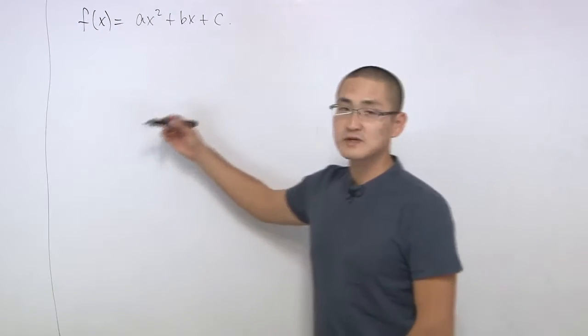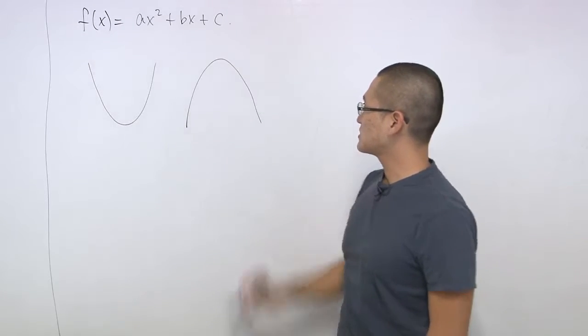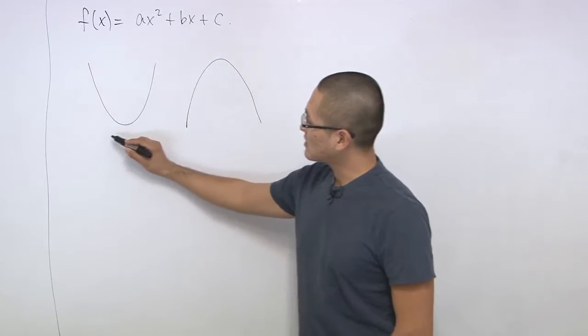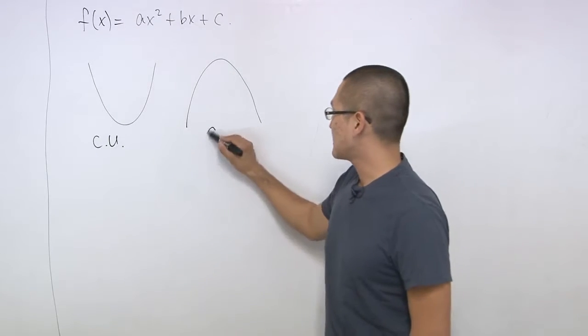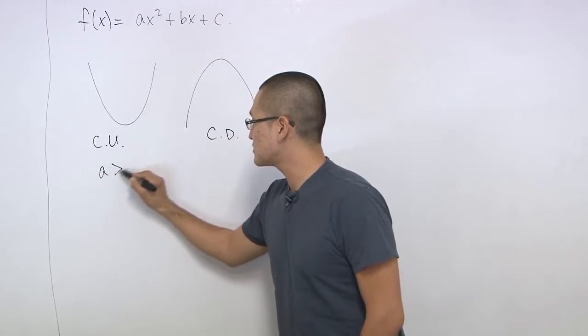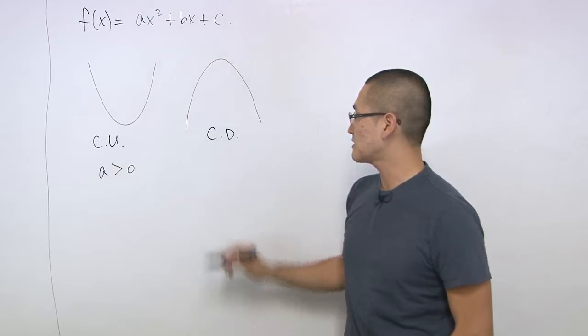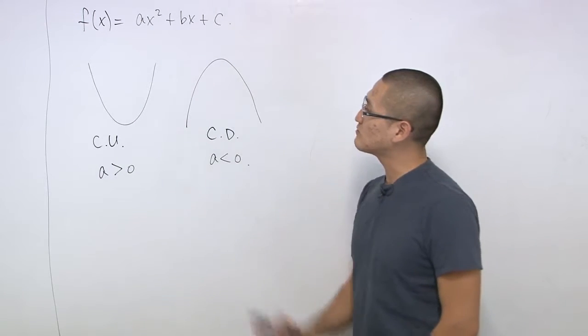So we know from experience that it's going to be a parabola that goes up this way or goes down this way. This is concave up, I'll just write it as CU, and concave down here. It really depends on A. If A is greater than 0, then you're going to get concave up. If A is less than 0, you're going to get concave down. Okay, that's the general form.